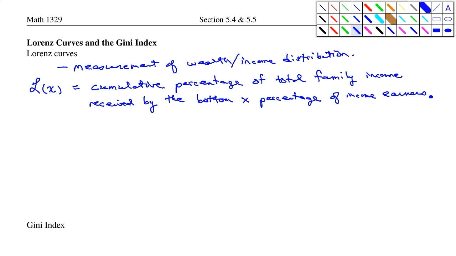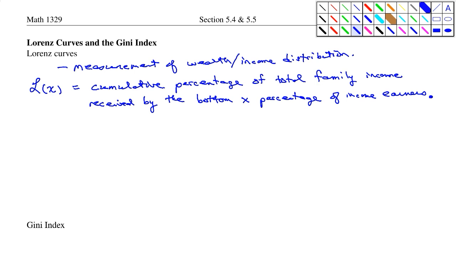So basically the scenario is this. You're going to take, let's use America for example, United States. You're going to take all of the income earners, all of their families, and you're going to line them up from those who received the least to those who received the most. And then you're going to mark off different sections. So you're going to take the bottom 10% of income earners, and you're going to take how much income they made cumulatively in a year, and you're going to use that as a percentage of the entire income of the entire United States. That's what the L of x gives us.